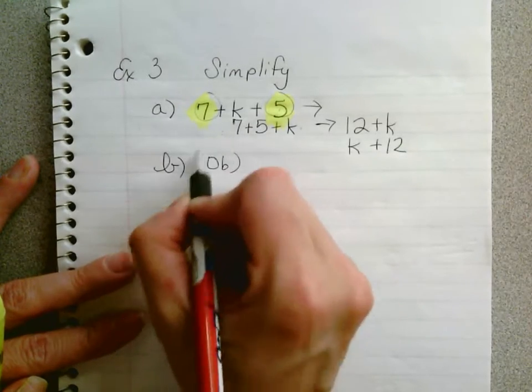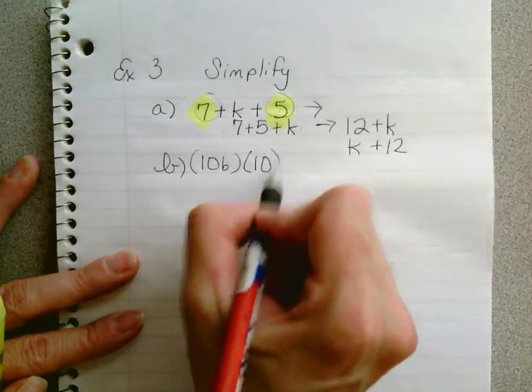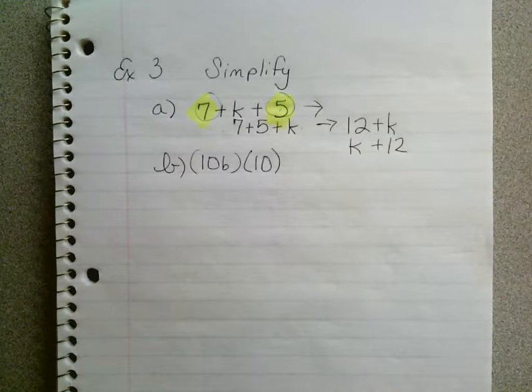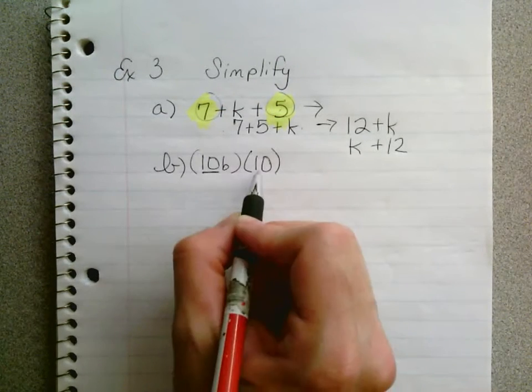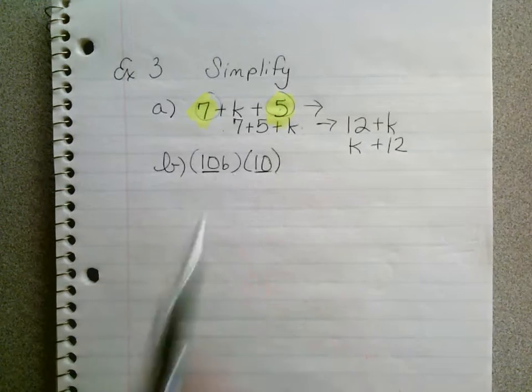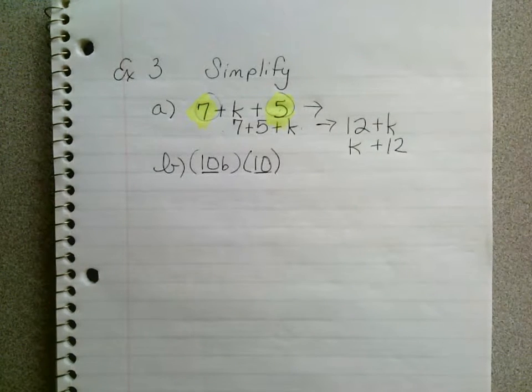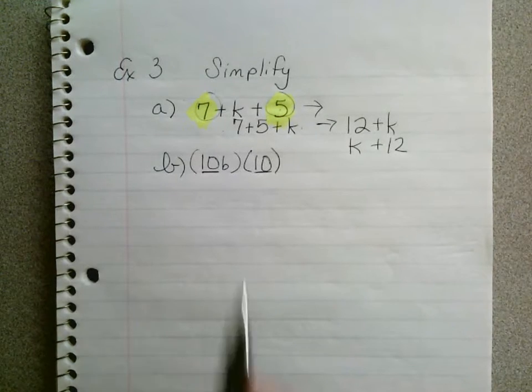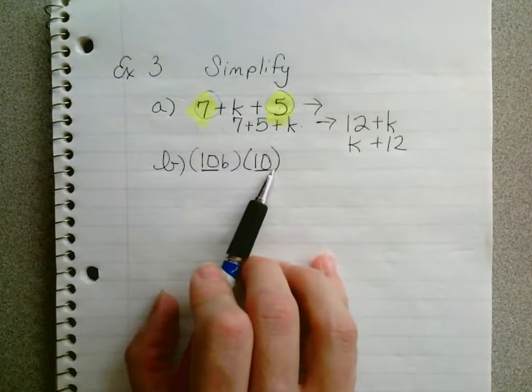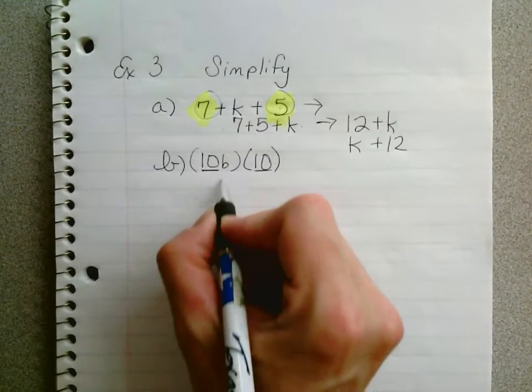10b multiplied by 10. Last year, you may or may not have remembered this. You may or may not remember this. When you multiply and there's a variable involved, it's the numbers that get multiplied, and then the variable just shows up at the end. You know, it's like the person that shows up after the party's already been cleaned up. So the 10 is going to multiply with the 10. What's the answer to 10 times 10? Yep.